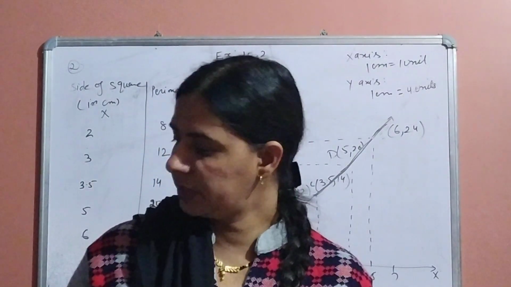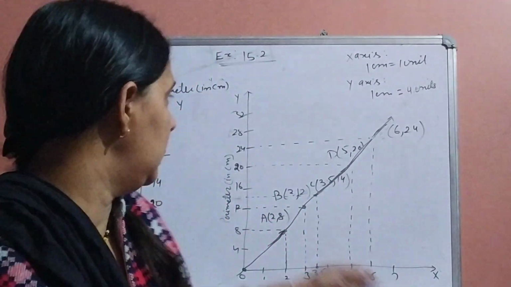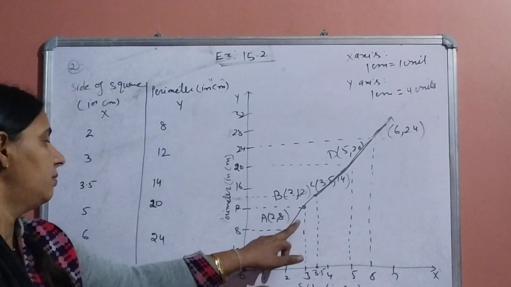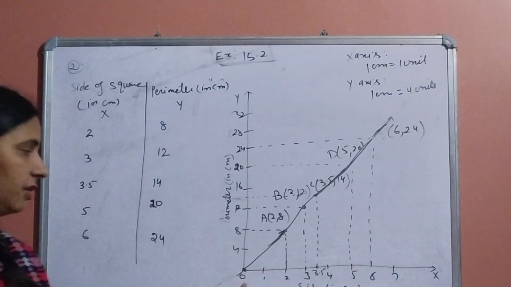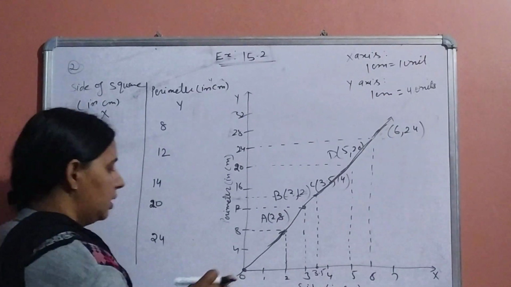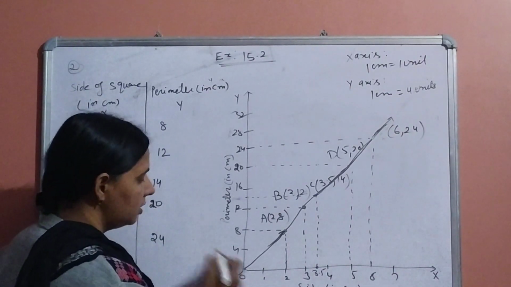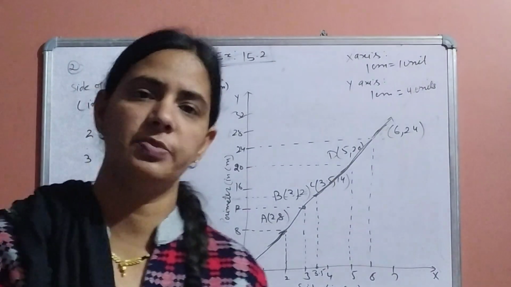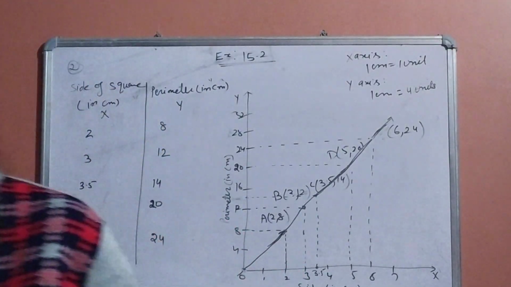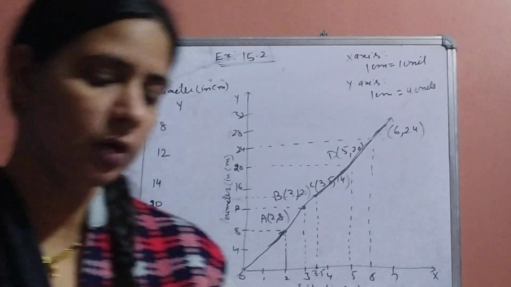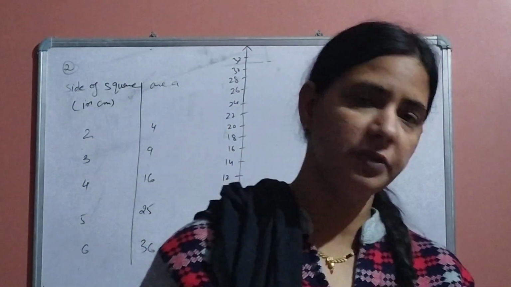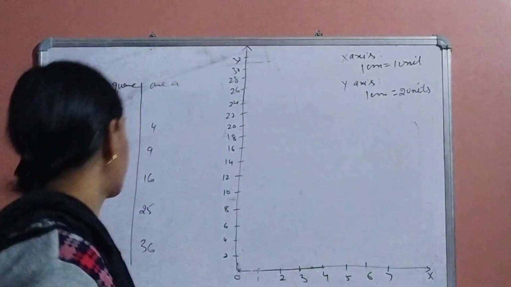Like in the last question, is it passing through the origin? When you extend this same line, the line we can extend in both directions. When you extend this line, if it touches this origin, the initial point, then you can say yes, this graph is passing through the origin. Clear? Now, okay. Now the second part of the second question is side of a square and area is given.